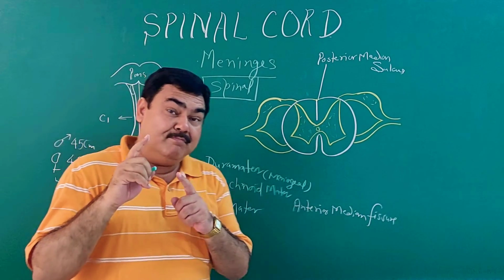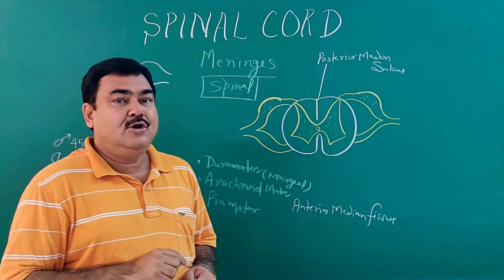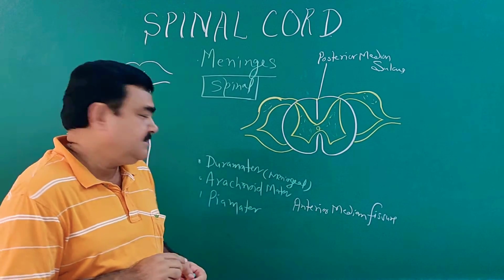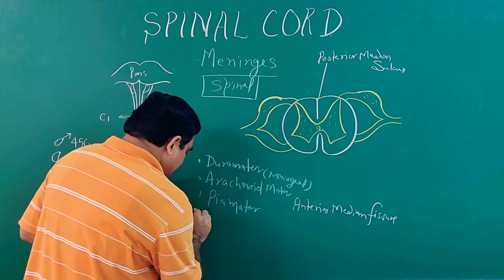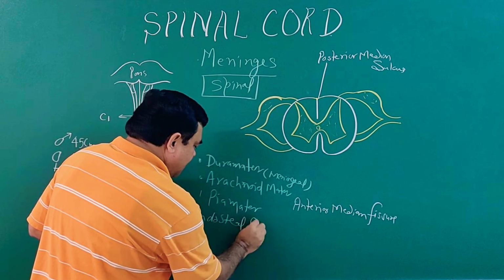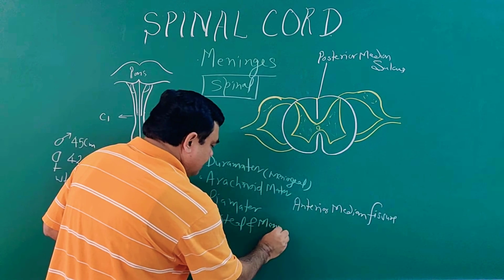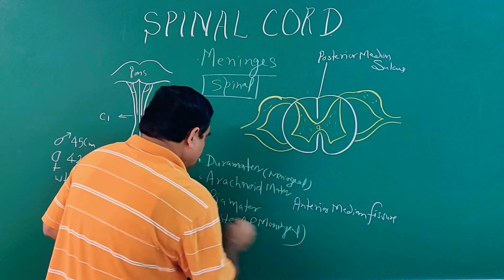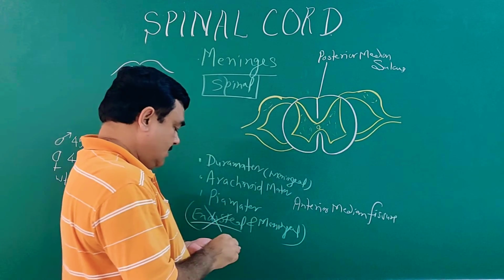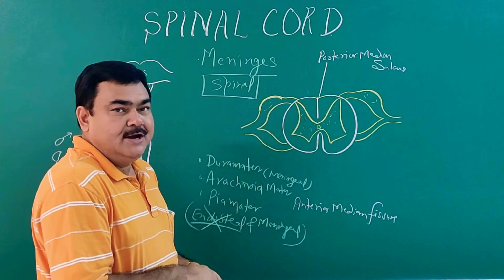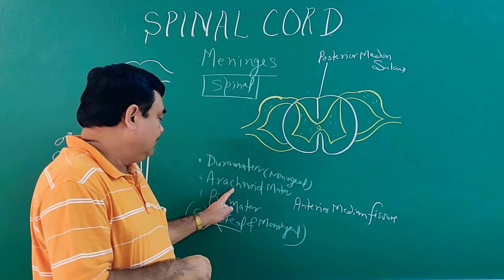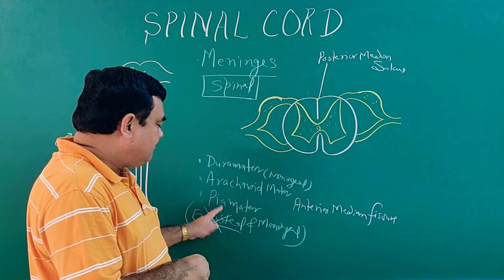But in the case of the brain, the dura mater is of two layers, that is endosteal and meningeal. So here the endosteal layer is not present. This is the outermost layer, dura mater. Then the next layer is arachnoid mater, and the innermost layer is pia mater.